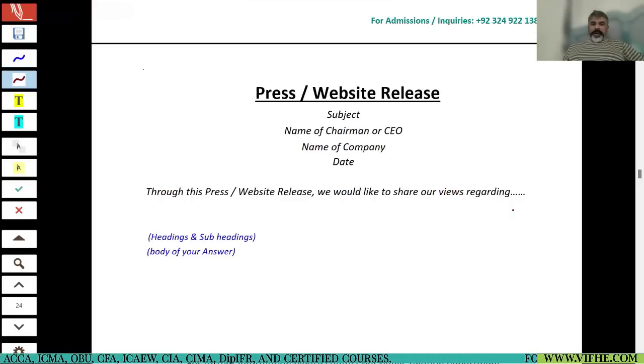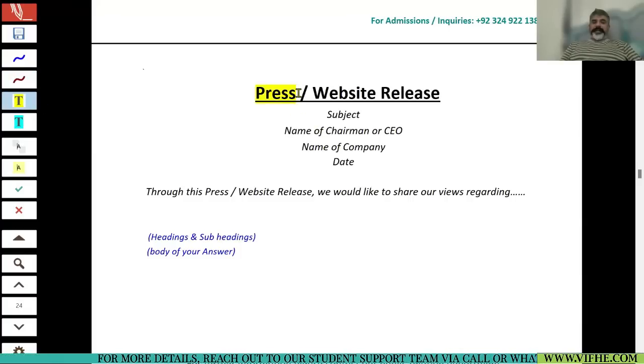I think 1 or maximum 2 times in last 3 years. So you might be asked to draft a press release. So again, you need to memorize the format.